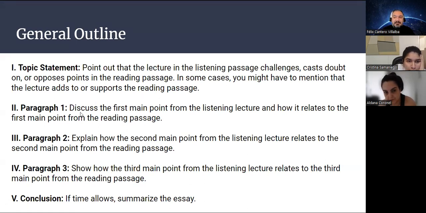And then you summarize the points in the lecture by pointing them each with the reading, in 3 paragraphs, one per point. If there is time, you're going to write a conclusion. Spoiler alert, you're not going to have time. So as long as you have a topic statement and 3 paragraphs answering is okay.